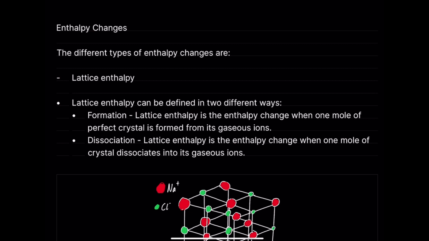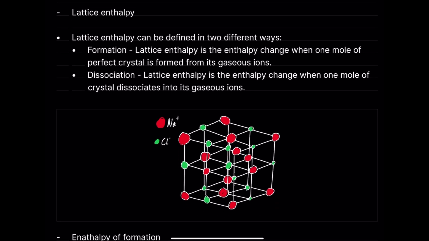By the way, for these lattices, you need to know the definitions of these enthalpies. I'll go through a load of them, but you need to know these off by heart. So the enthalpy of lattice formation is the enthalpy change when 1 mole of a perfect crystal is formed from its gaseous ions. And lattice dissociation is the enthalpy change when 1 mole of a crystal dissociates into its gaseous ions.